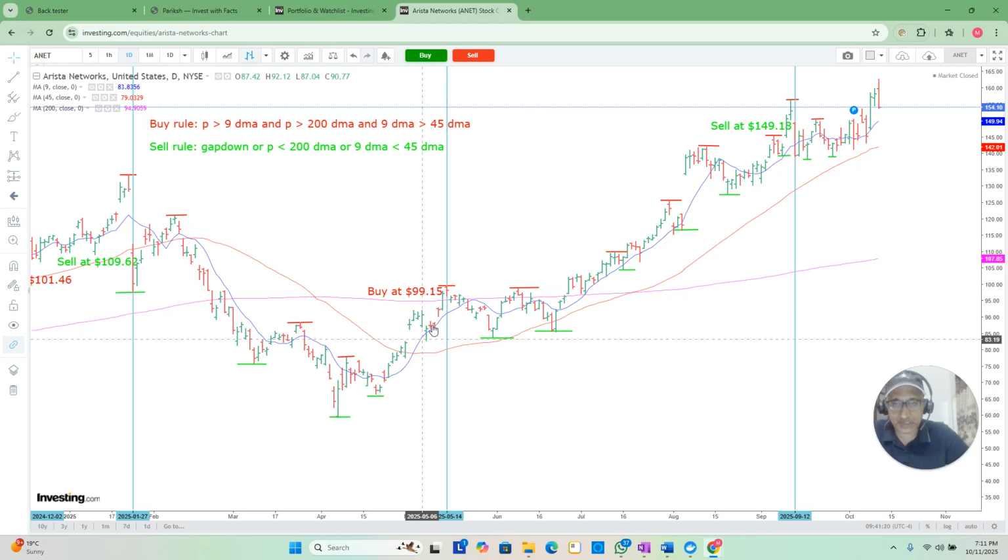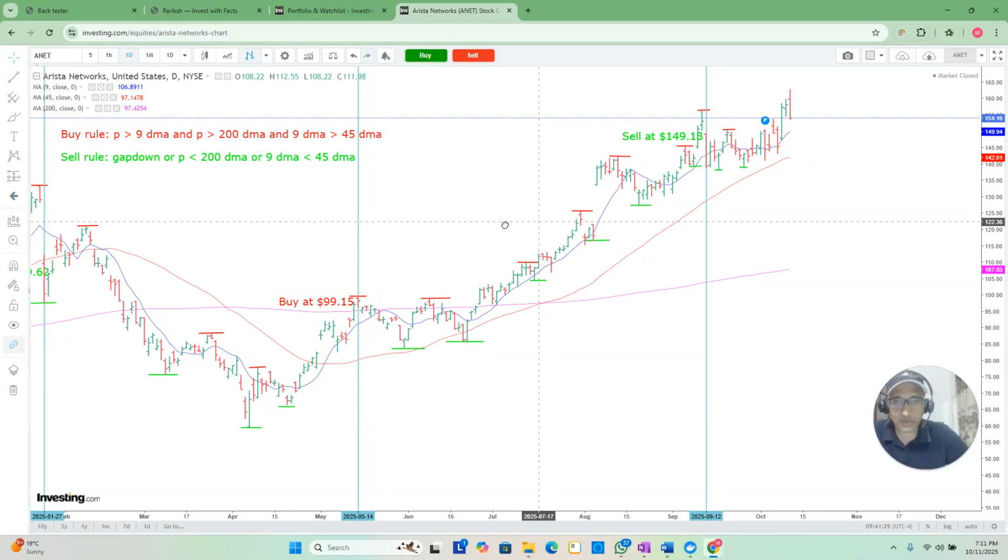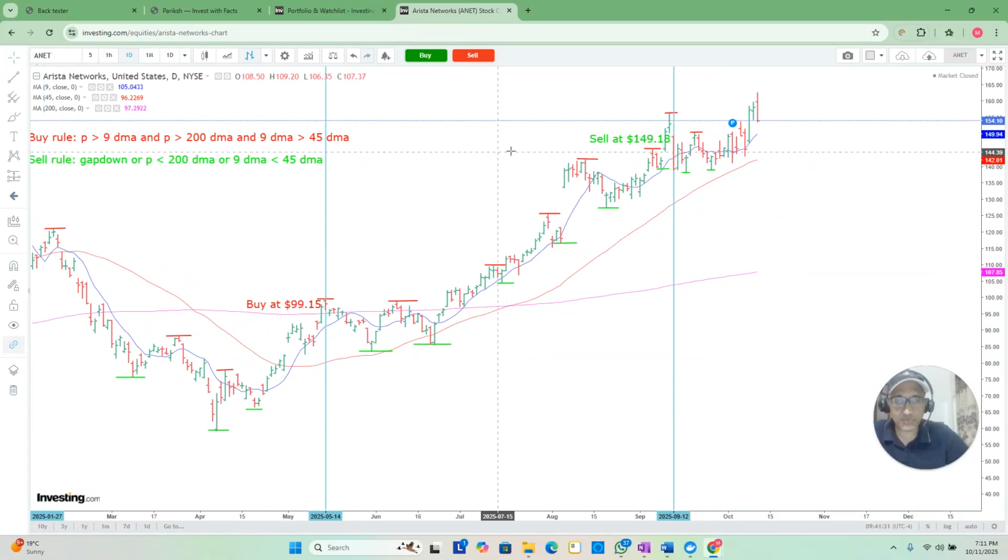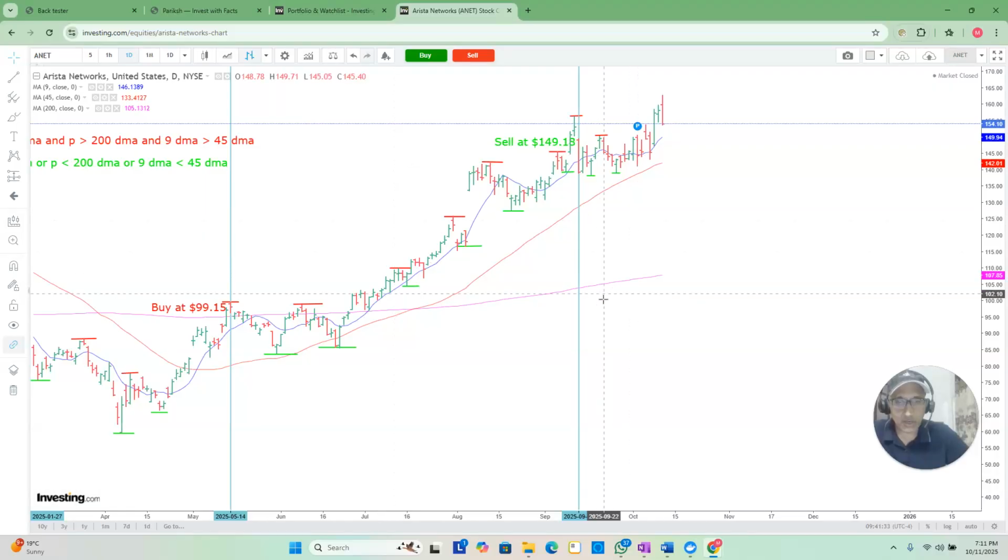Every day I look at the chart once for Arista Networks. And as I do that, on 12th of September 2025, I find a sell signal again, which is a gap down, and I sell at 149.18. So it's almost a 50% gain in just 4 months.